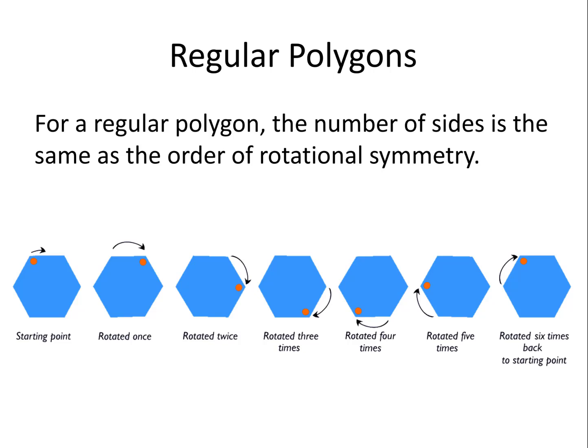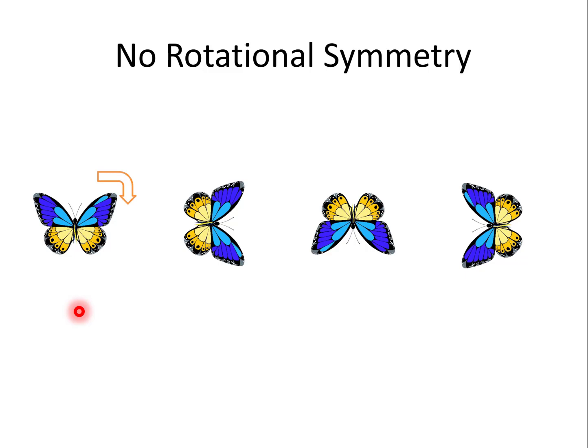For a regular polygon, the number of sides is the same as the order of symmetry. So here I have a regular hexagon, and as it is rotated around, it's the same 6 times. Something that has reflectional symmetry does not necessarily have rotational symmetry. And a shape with an order of symmetry of 1, that is, it's only the same in one position, we say has no rotational symmetry. This is because there's only one position that the shape looks a particular way.